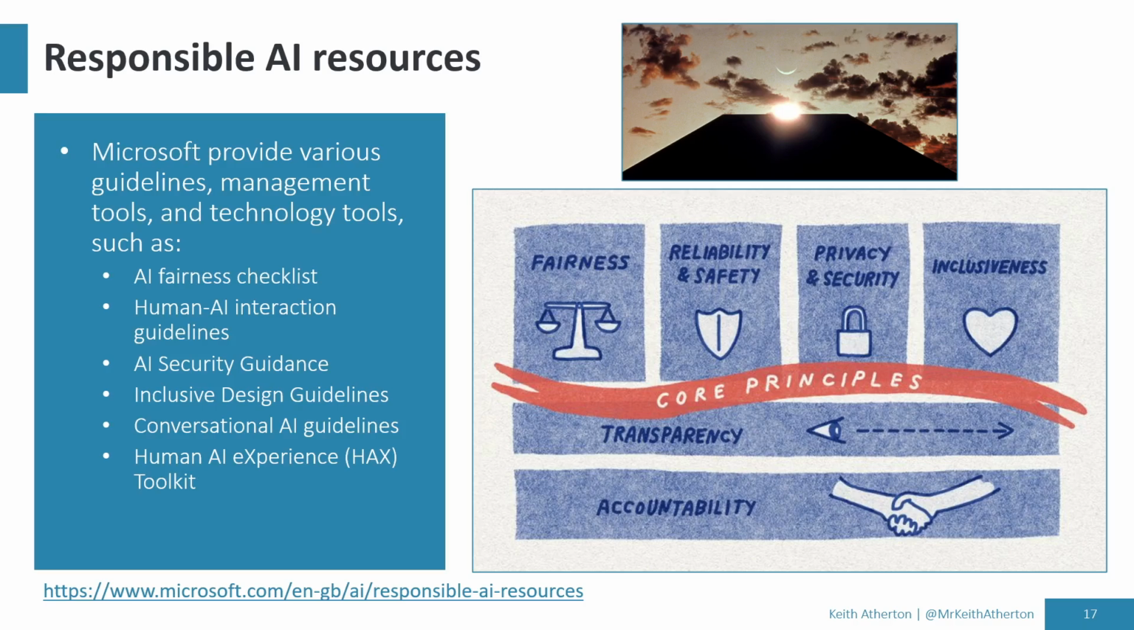On the left, there's a few things listed there. This is not the full list, but they do have things like the AI fairness checklist, inclusive design guidelines, and a really good thing called the Human AI Experience or HAX toolkit as well. And running through this are these 6 core principles, which we can see in the main screenshot there. So things like fairness, reliability and safety, privacy and security, inclusiveness, transparency, and accountability.